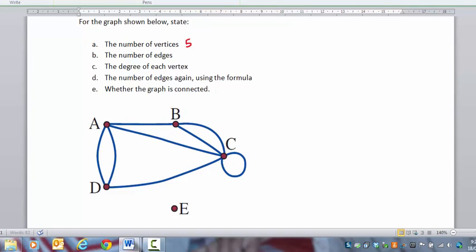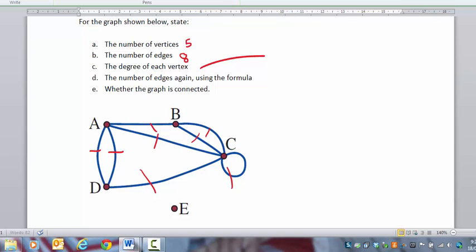Okay, the number of edges. Got a simple system for doing that. Once you count an edge, you put a slash through it. So that's first edge, second edge, third edge, fourth, fifth, sixth, seventh, and eighth. There's 8 edges.